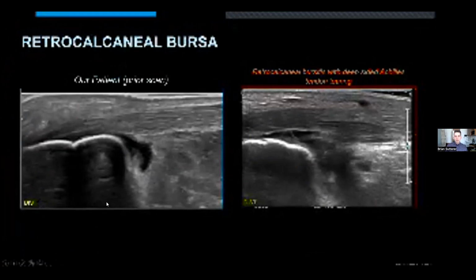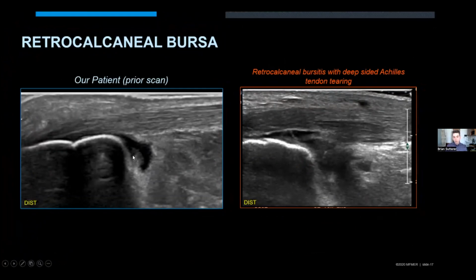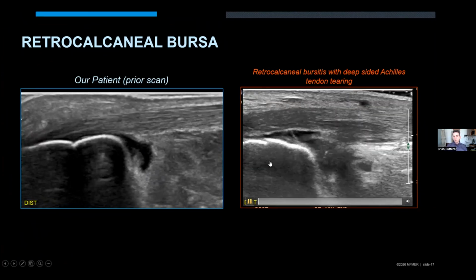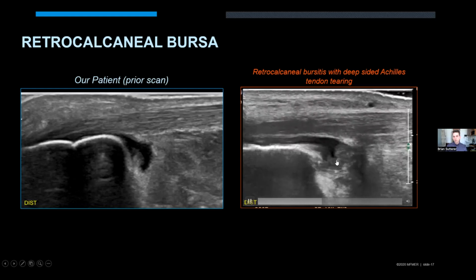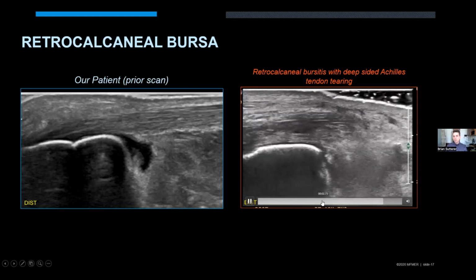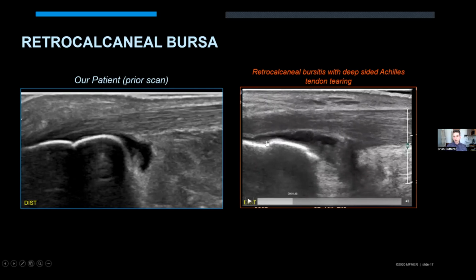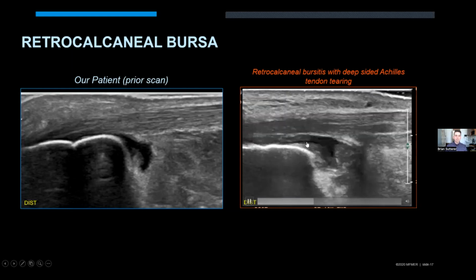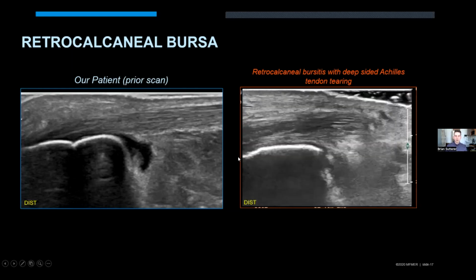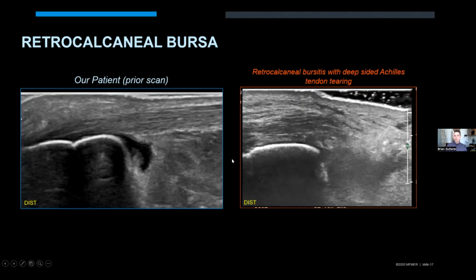Couple other examples here. This was our patient from a prior scan, so back before she actually had her initial treatments. And so you could see even at that time, there was quite a bit of fluid there in the Retrocalcaneal Bursa. This is another individual who had some Retrocalcaneal bursopathy, but had in addition quite a bit of deep-sided tearing of the Achilles tendon. And we'll talk on the next slide about the true footprint of the Achilles. But you can see here just a little bit more extensive undersurface tearing of the Achilles than we saw in our individual. And so again, going back to that point that in this area, there can be a lot of overlap with how these different pathologies can go together.